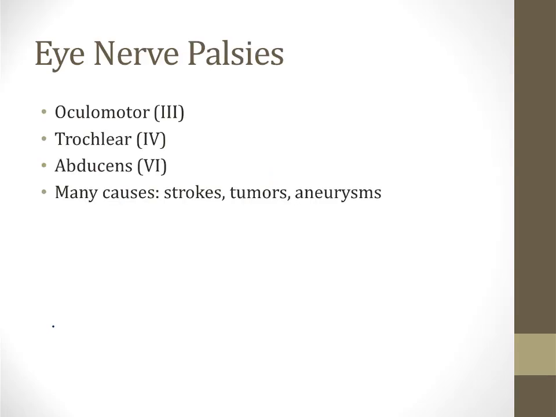For the USMLE Step 1 exam, it's very unlikely they will ask you what individual muscles of the eye do. Instead, they will want you to be able to diagnose nerve palsy. So for example, if a patient has a third nerve palsy or a fourth or sixth nerve palsy, they will want you to know how to recognize this based on examination of eye movements. And all of these nerve palsies can occur in various CNS syndromes, including strokes and tumors and aneurysms.